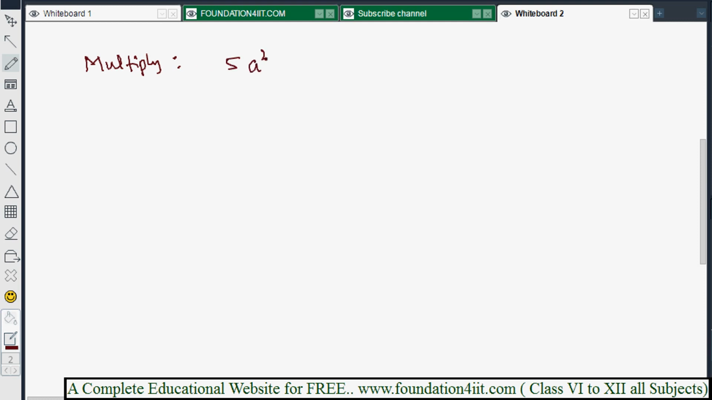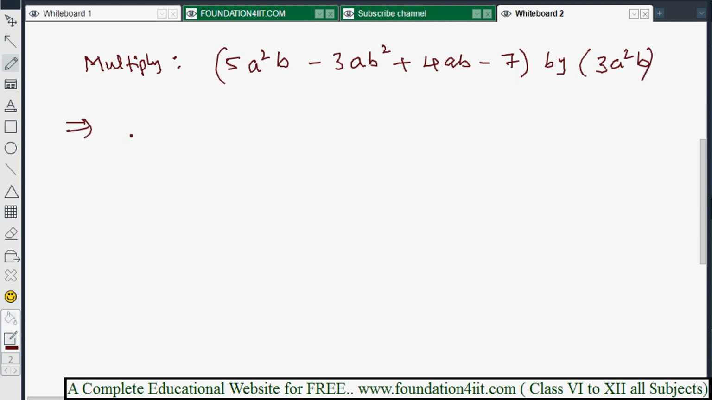5a square b minus 3ab square plus 4ab minus 7. So I need to multiply this by one monomial, 3a square b. With 3a square b we need to multiply each and everything. Now here there are total 1, 2, 3, 4 terms. 4 terms should multiply this monomial. Now split it separately. Then solution.